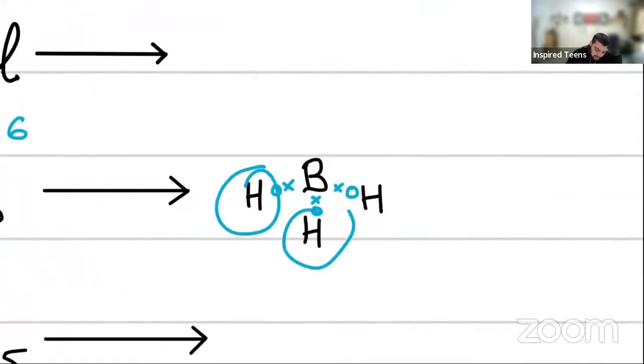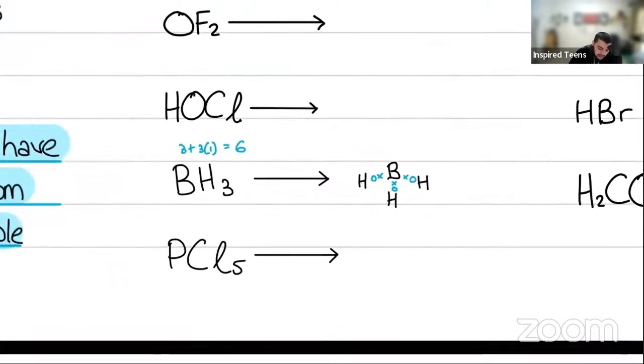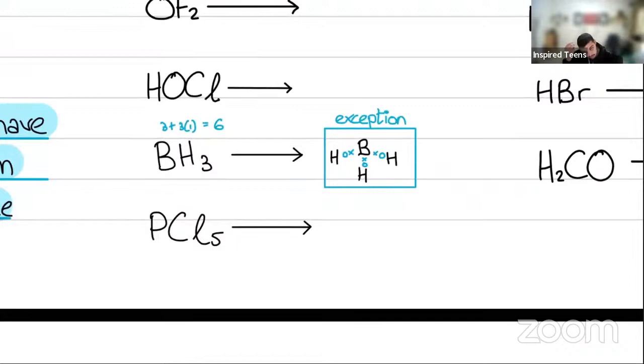Firstly, I can't fill the outer atoms with 8 because they're hydrogen and they're happy with 2. So since hydrogen is happy with 2, I need to fill the remainder of the electrons on the central atom. But I noticed that I don't actually have any extra electrons left over. I've used all 6. And then you just start crying because this is actually an exception to the octet rule. This guy is perfectly happy the way it is. The problem here is that boron does not have 8 valence electrons, but it's an exception. It's happy.